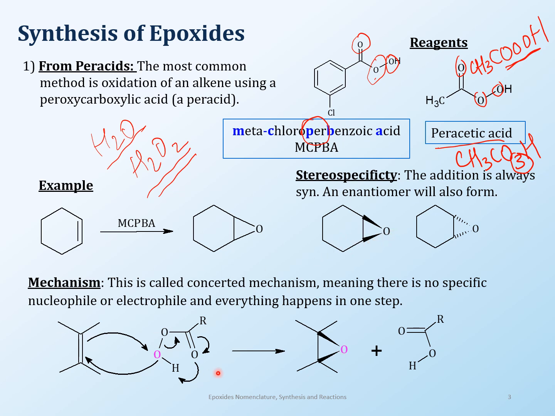And this is the mechanism for this. I don't need you to know the mechanism. I just need you to know that this kind of a mechanism, you can see how many arrows there are going on here. And these many arrows, this means it's a concerted mechanism. Concerted meaning that everything is happening at the same time. You can't tell which was the first arrow I drew, because you cannot clearly see what's an electrophile, and where is my nucleophile?